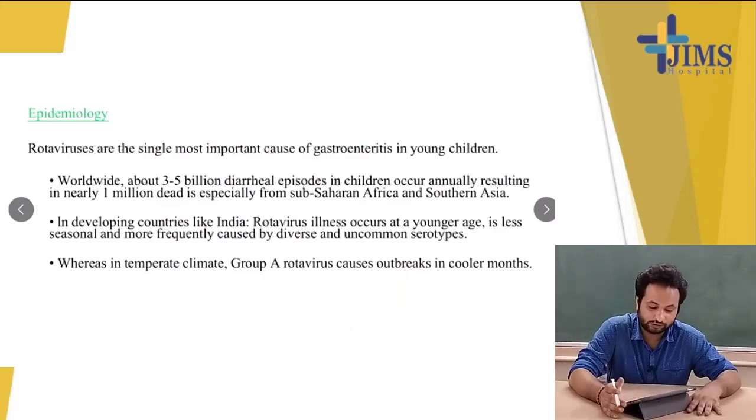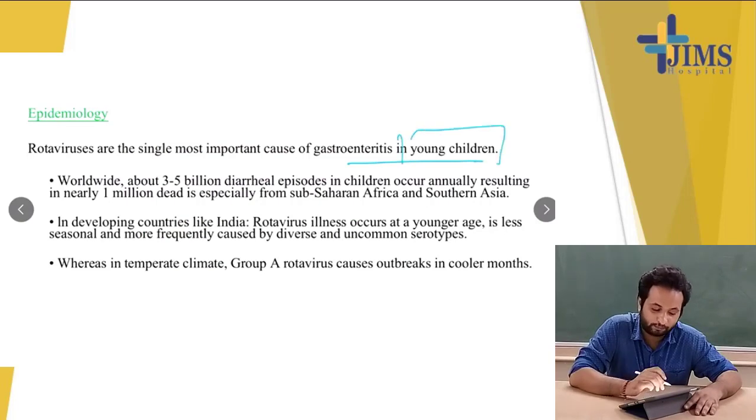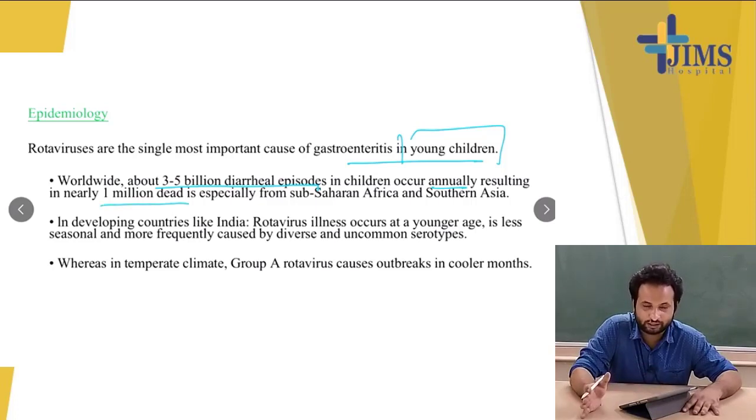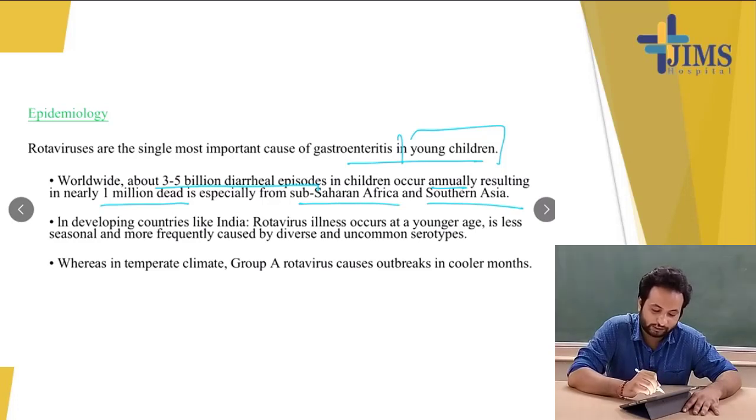Now we come to epidemiology. So rotavirus is the single most important cause of gastroenteritis in young children. Okay, young children. Worldwide, 3 to 5 billion diarrheal episodes occur in children annually, out of which 1 million die, especially in sub-Saharan Africa, Southeast Asia and Southern Asia. In developing countries like India, rotavirus illness occurs at a younger age, is less seasonal and more frequently causes diverse and uncommon serotypes.